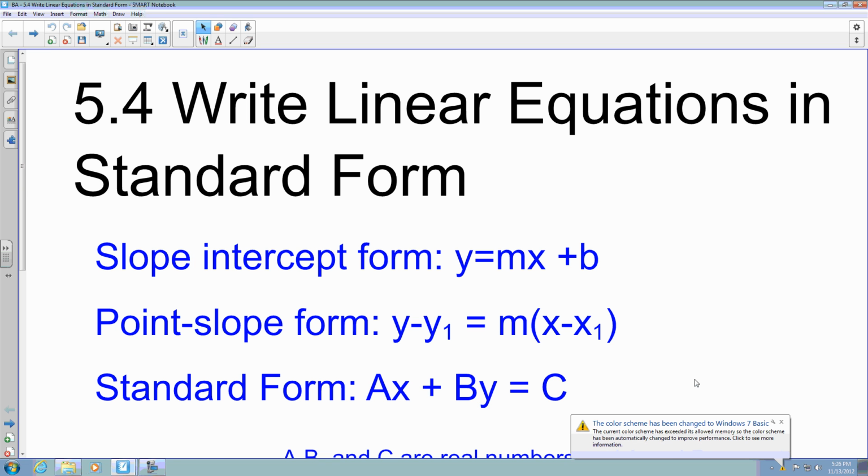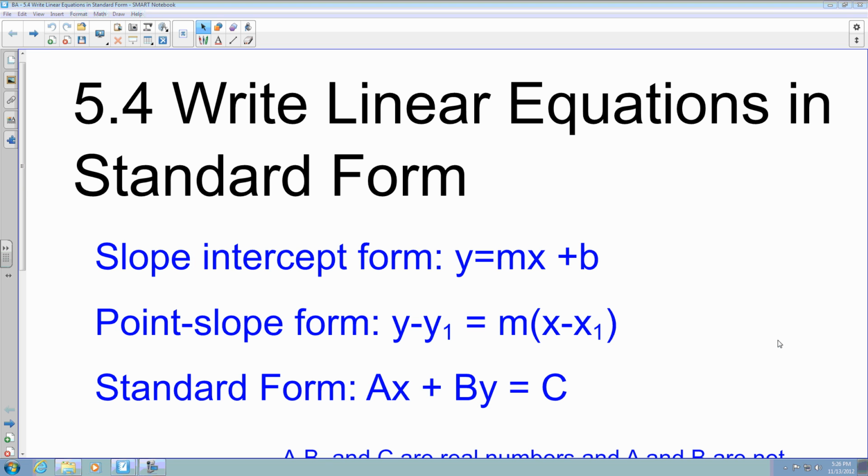One is slope-intercept form, which can be identified as y equals mx plus b. We just recently showed you how to write point-slope form, which is y minus y1 equals m times the quantity x minus x1. And today I'm going to show you how to write equations in standard form. Standard form is ax plus by equals c.